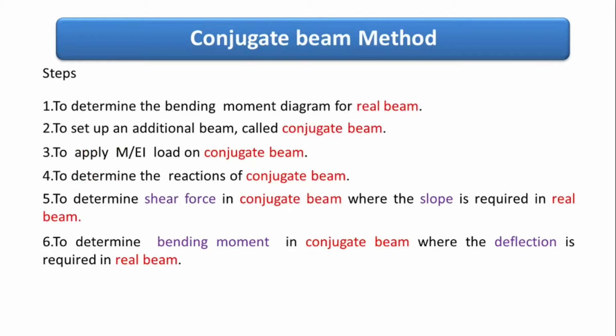Now some are the steps here. The first is to determine the bending moment diagram for real beam. Then to set up an additional beam, that is called as a conjugate beam, having the span equal to the real beam. Then to apply M by EI loading on the conjugate beam. Then next is to determine the reactions of conjugate beam. Then to determine shear force in conjugate beam where the slope is required in a real beam. And last one is to determine bending moment in a conjugate beam where the deflection is required in a real beam.